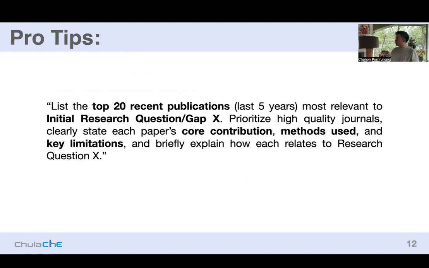Right. These are some examples of the prompts I would use for ChatGPT. For example, list the top 20 recent publications in the last 5 years most relevant to my initial research questions, right? And I would put in to prioritize high quality journals, clearly state each paper's core contribution, method used, and key limitations, and briefly explain how each relates to the research question that I have. So this kind of prompt you can try at home. It will help you get the most relevant papers for your thesis development.